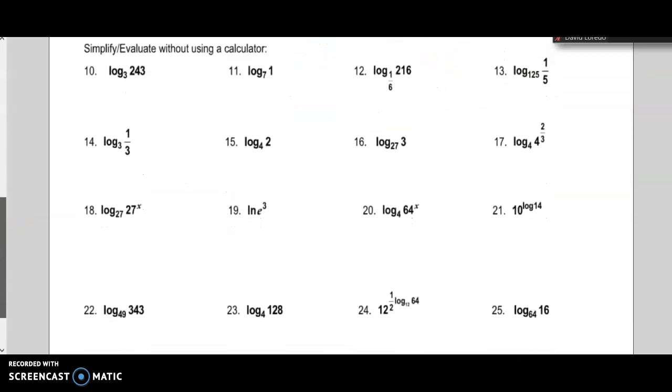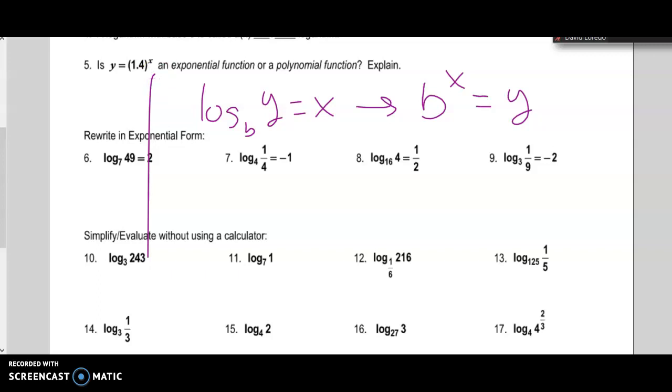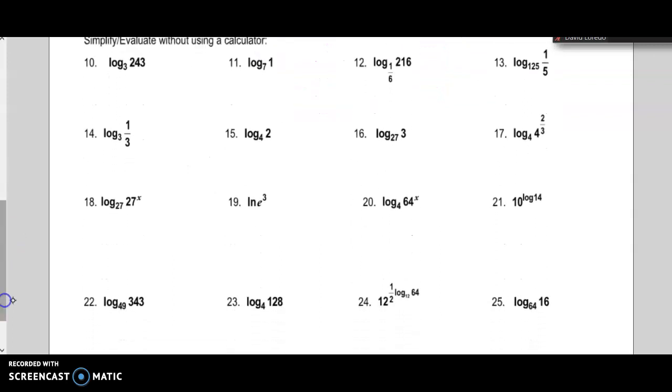10 through 25, evaluate without using a calculator. You do not have to rewrite these, but if you did, 10, for example, would be rewritten as 3 to what power is equal to 243. In this case, 3 squared is 9, 27, 81, 243. X would be 5. So 3 to the 5th power is 243. So it's optional to rewrite it. You don't have to, but if you're unsure, it may help you.